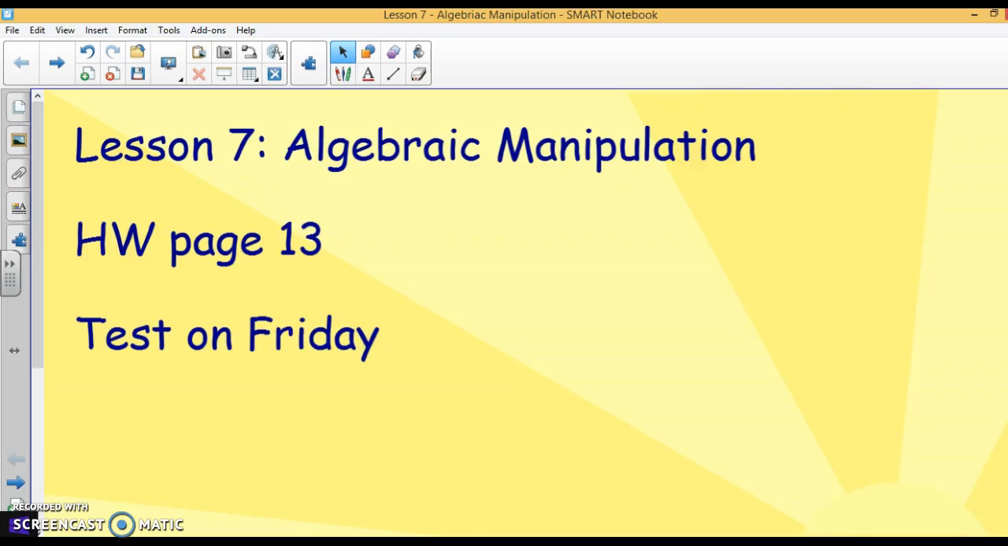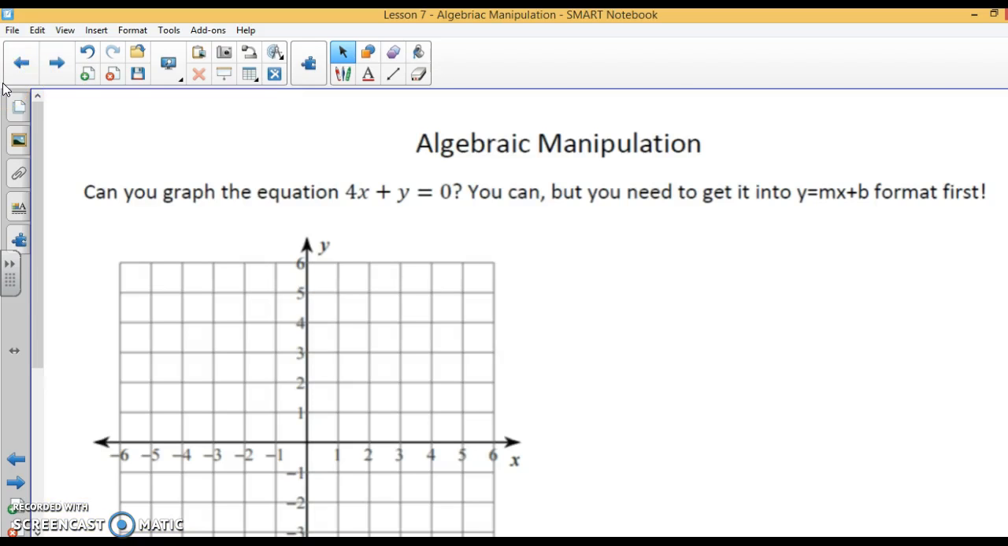Today, we are looking at the linear unit, lesson 7, algebraic manipulation. The homework that goes with this is page 13. We have a test on this unit on Friday. You can open up your notes to page 12.